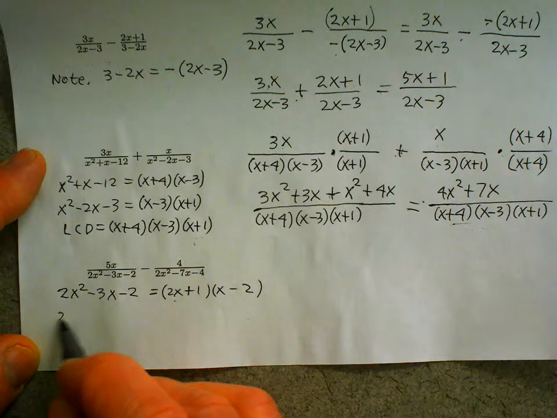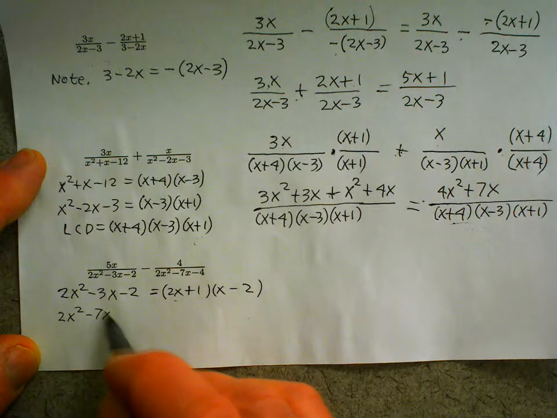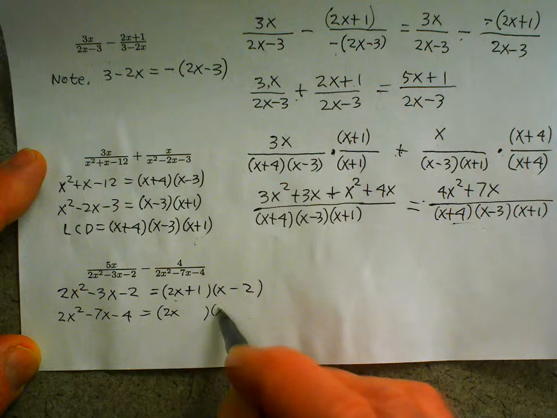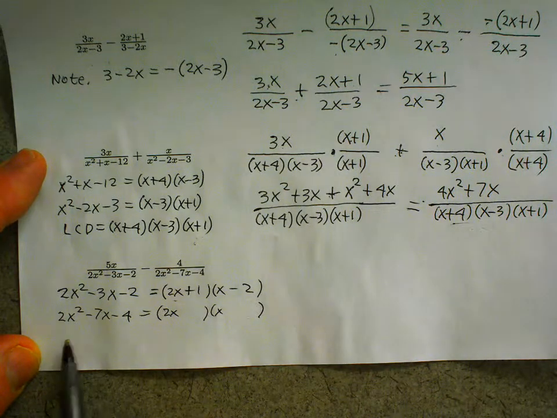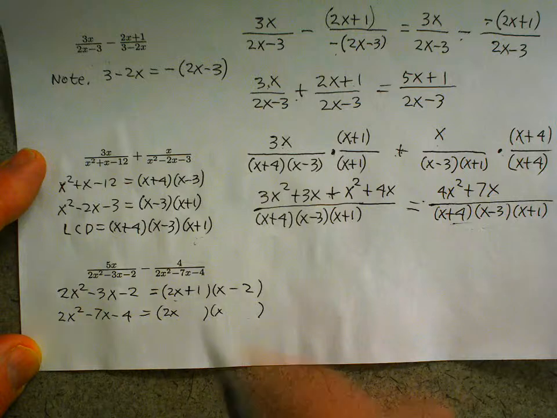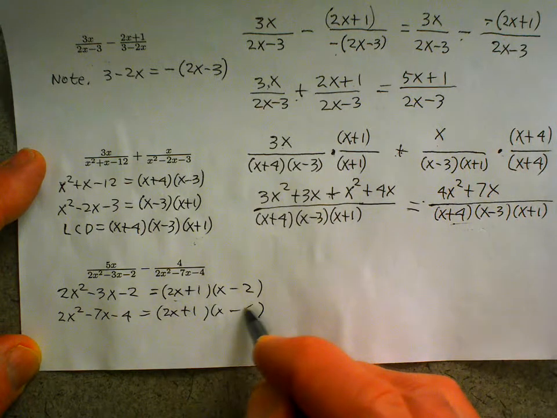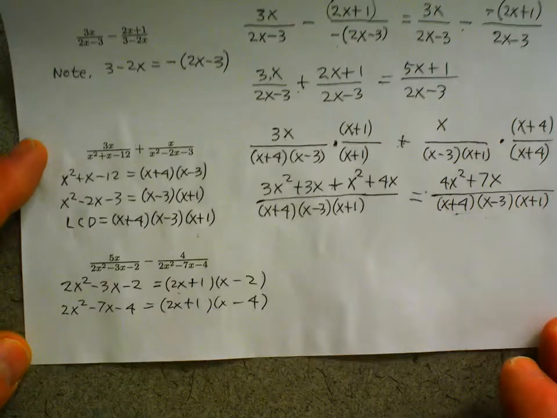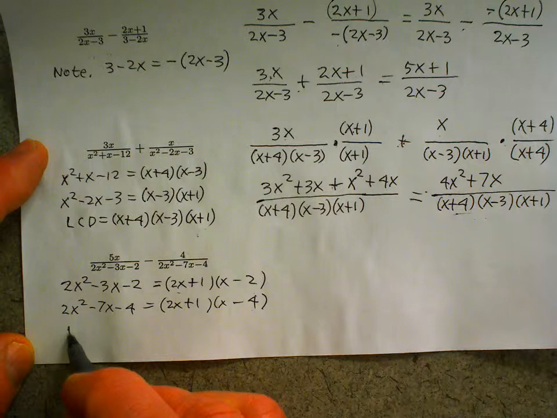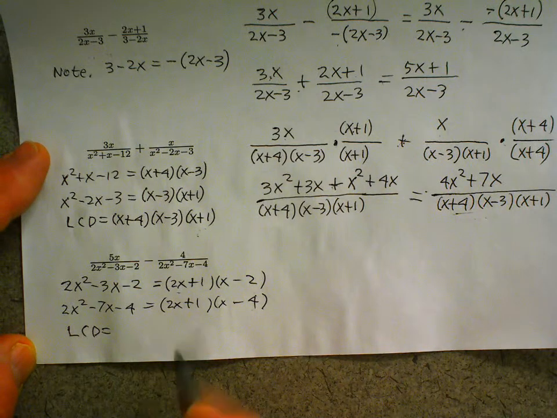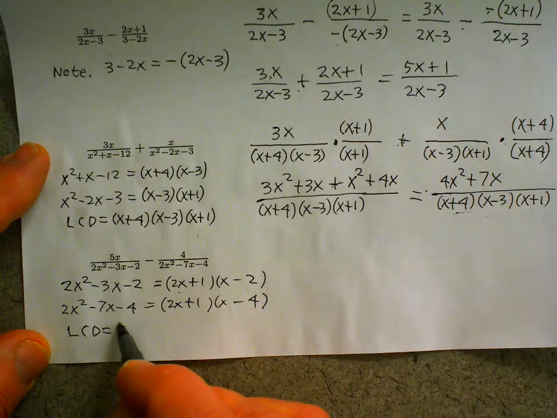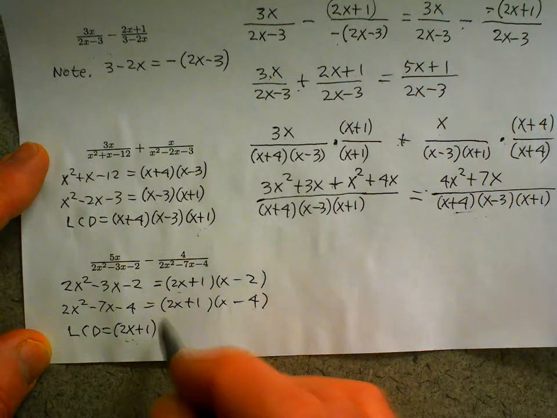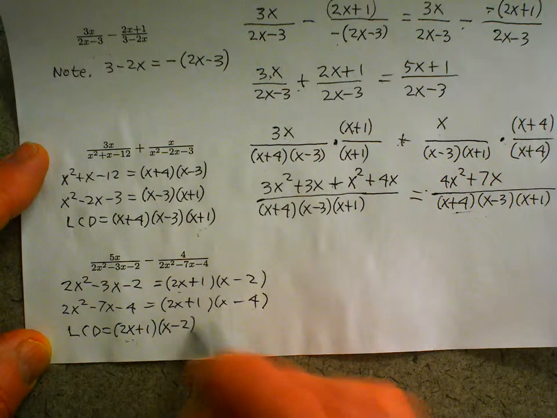The other denominator, 2x squared minus 7x minus 4. So this one I need 2x plus 1 and x minus 4. Okay, so the least common denominator, well, they both have one factor of 2x plus 1. So the least common denominator has one factor of 2x plus 1. And then the other factors are x minus 2 and x minus 4.